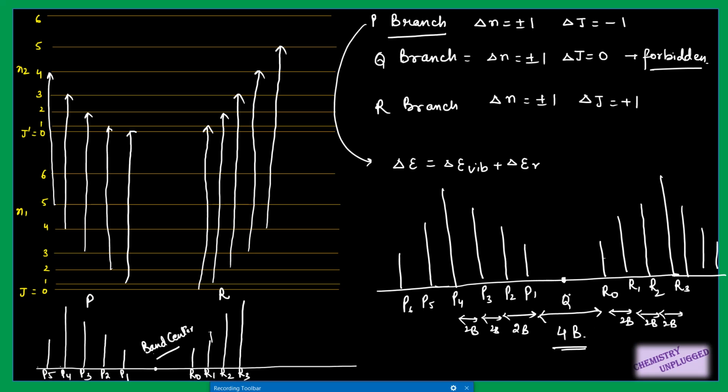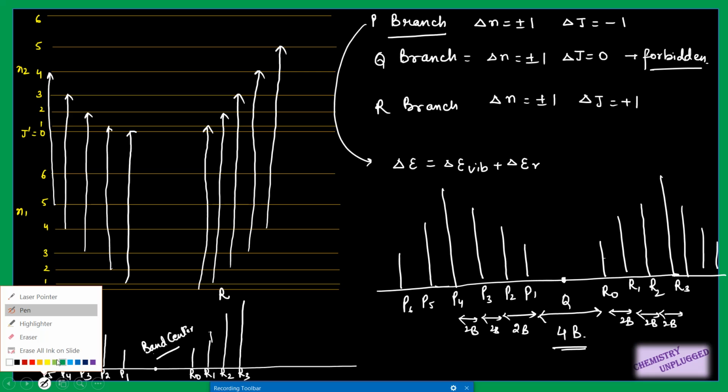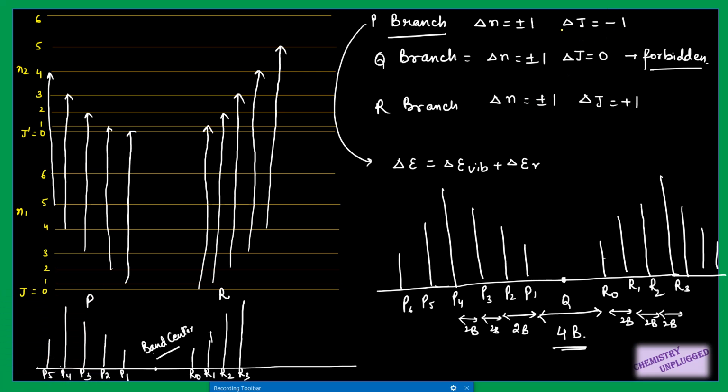So here we have a few very important things: for P branches the change in J value is -1. I will denote these important points by a different color, so you can remember. For the R branch, the change in J value is +1. The change in n value is the same for both of them, but the change in J value is different. Then this gap is 2B for all of them. This gap is 4B. Then this gap between P1 and R0 is 4B. So this point is also very important.